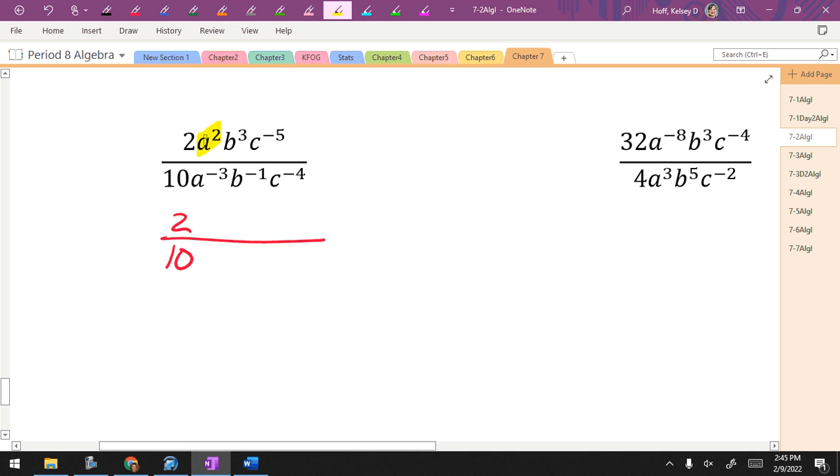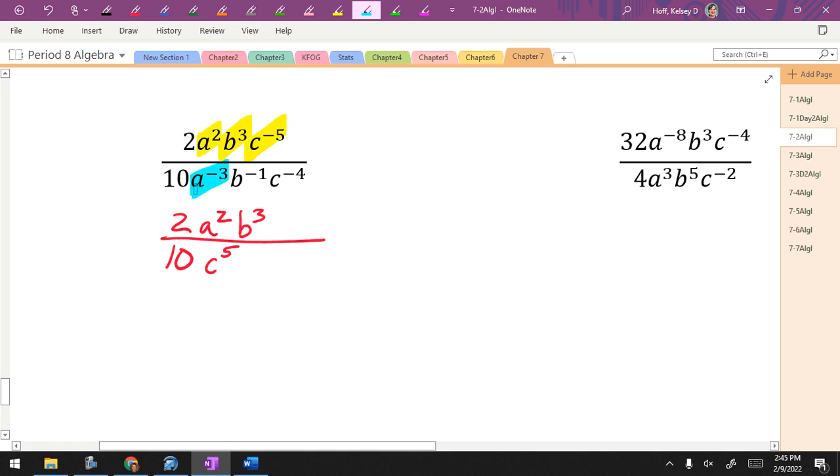A squared in the numerator, staying or going? Staying. It's positive. B to the 3rd, staying or going? Staying. C to the negative 5th, going. So I'm going to go write that down in the bottom now.